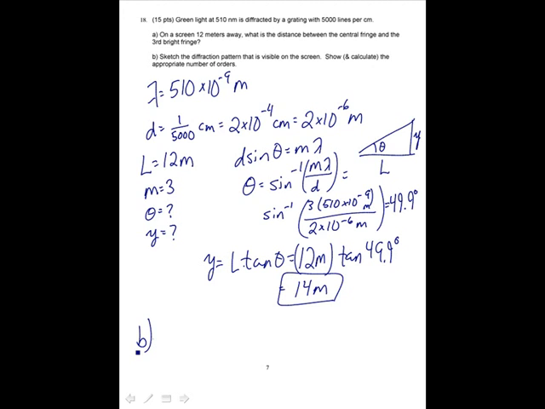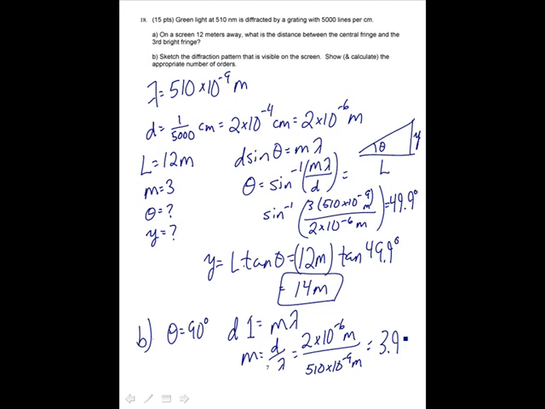In part B, you're supposed to figure out the number of orders. That is when theta is equal to 90, what is m? So d sine theta, the sine of 90 is just 1, is equal to m times lambda. So m is equal to d over lambda. I wanted to see this calculation for the maximum number of orders. And then I find that's 2 times 10 to the minus 6 meters over 510 times 10 to the minus 9 meters. That's equal to 3.92. That means that I get 3 orders on each side.